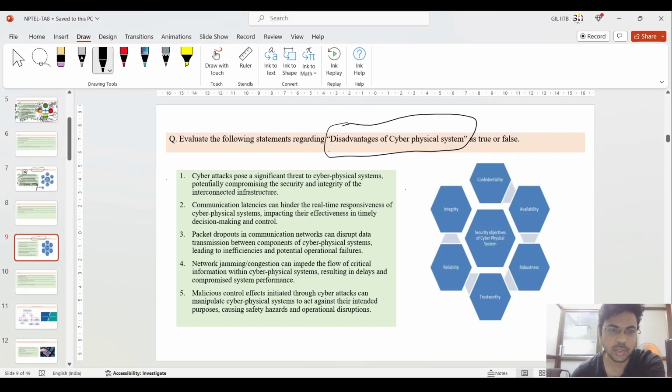Okay, let's come to the solution part. Let's read the statements first. The first statement says that cyber attack poses a significant threat to the cyber physical system. Mark this point: where it attacks in the layer, potentially compromising the security and integrity of the interconnected infrastructure.